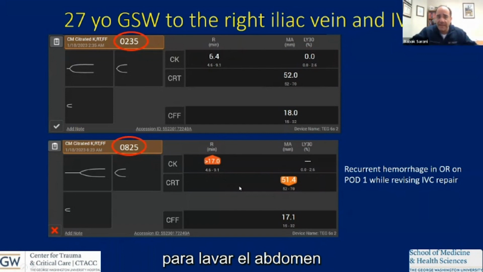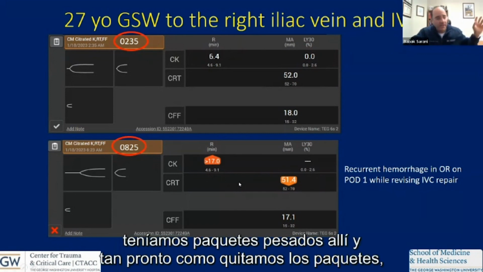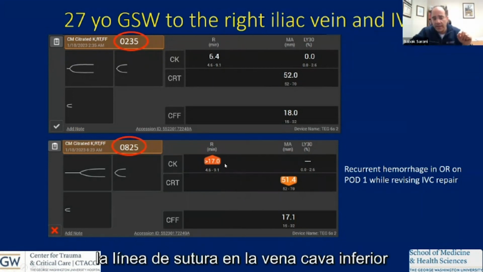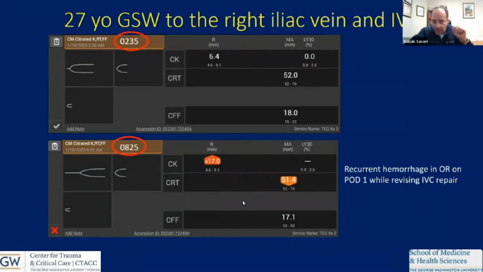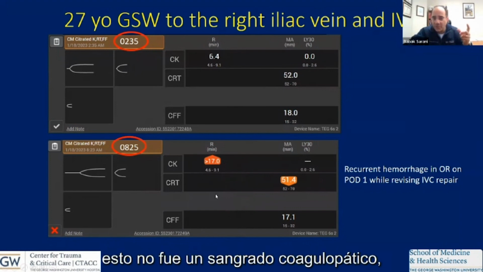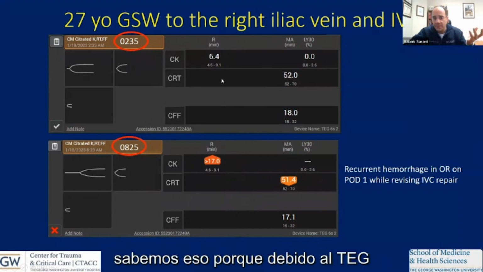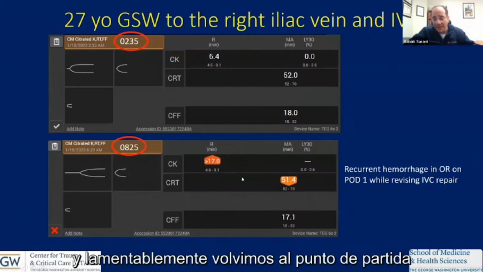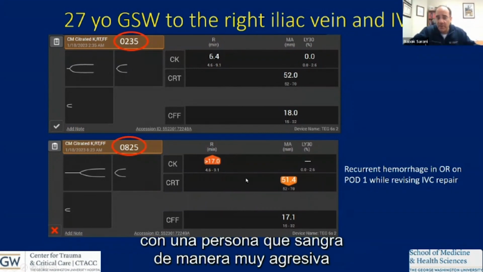We had heavy packs in there. And as soon as we take the packs off, the guy just starts to bleed all over again because the suture line on the inferior vena cava disrupted. This was not a coagulopathic bleed. We know that because of the previous TEG. This was a disruption of the suture line. And so unfortunately, we're back to square one with a person bleeding very aggressively.